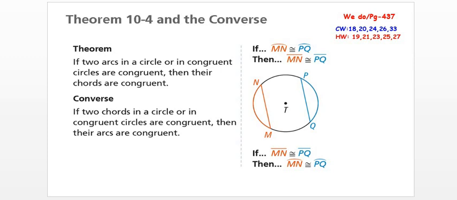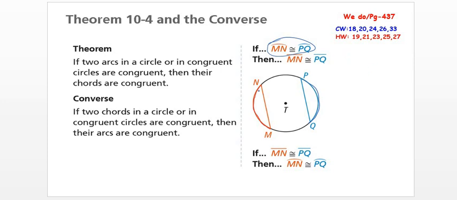The theorem says if two arcs in a circle or in congruent circles are congruent, then their chords are congruent. Okay, what does it mean? As you can see here in the diagram, we have an arc, it's MN, where my pen is moving, and then we have another arc PQ, and these two arcs are congruent.